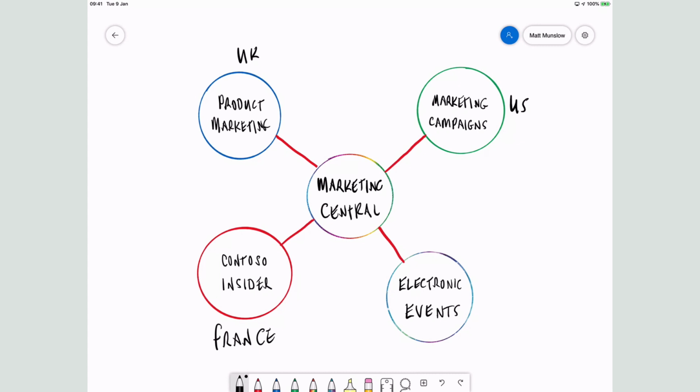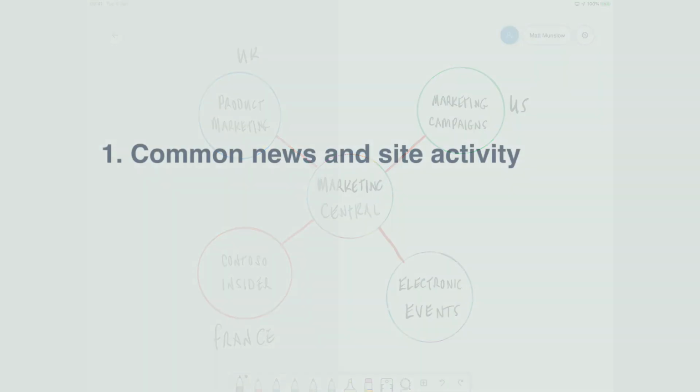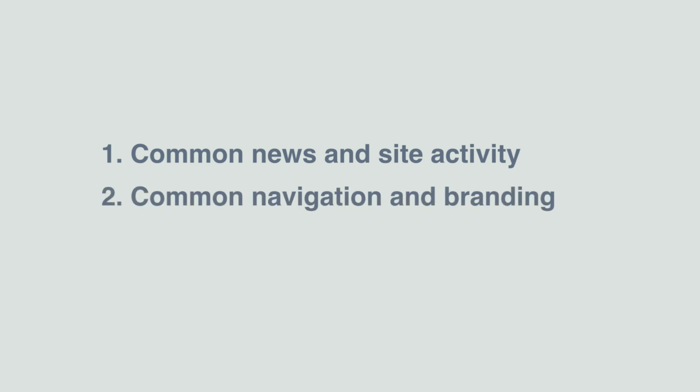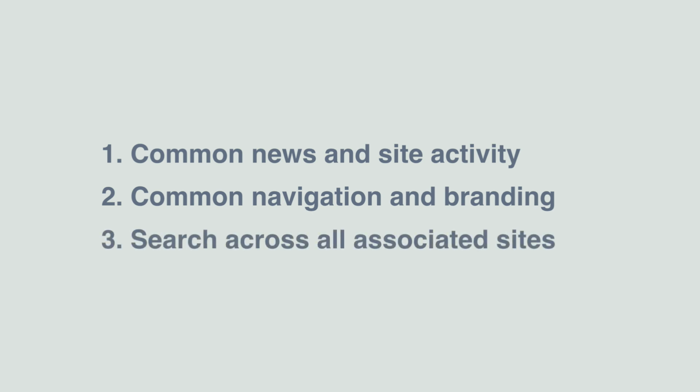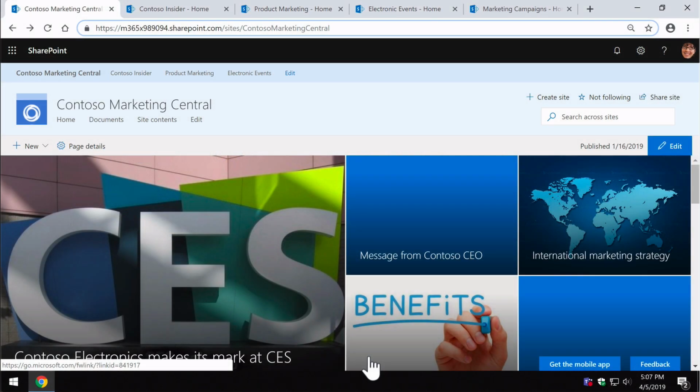So what happens when you join sites up with a hub site? There are three main things that it does. First of all, it aggregates the news, so you've got common news and site activity across all the sites. Number two is you get common navigation and branding across all sites. And then you can also search across all sites. So if I go to the hub site, I'll be able to do a search that goes across all the sites associated with it. So let's switch to the browser now and see what this actually looks like.